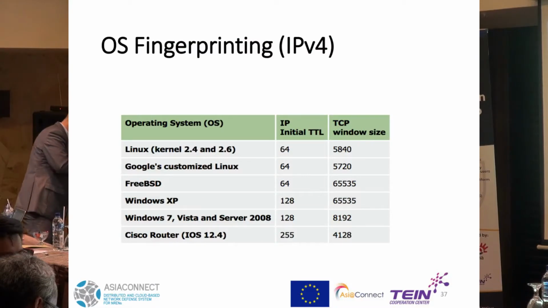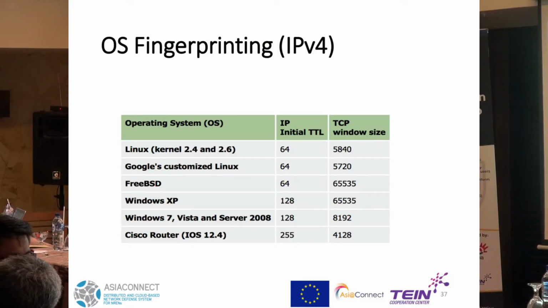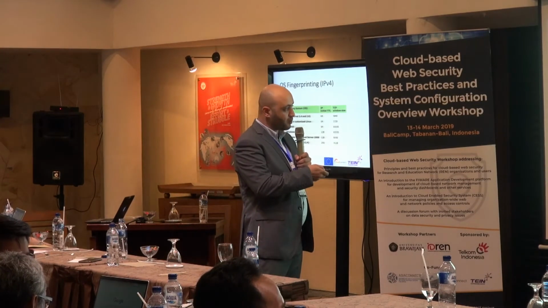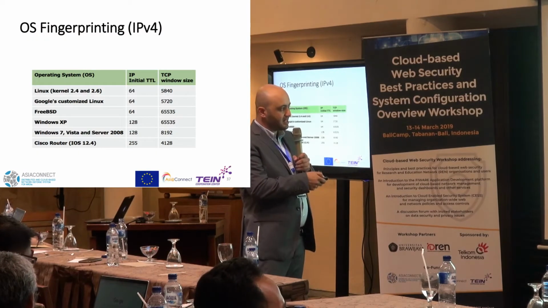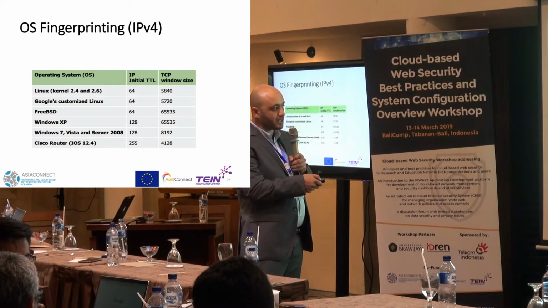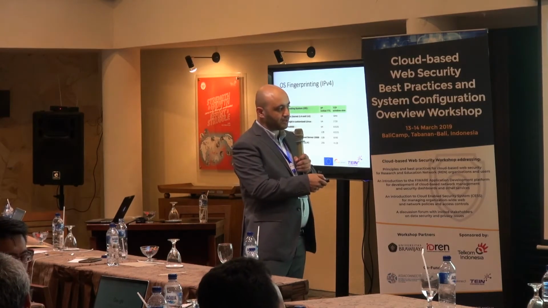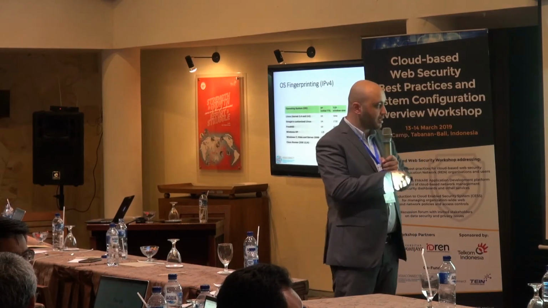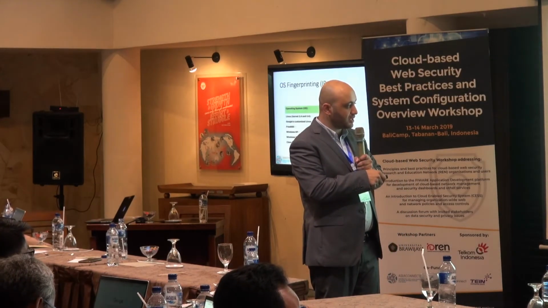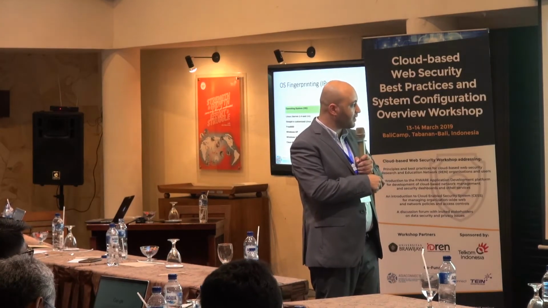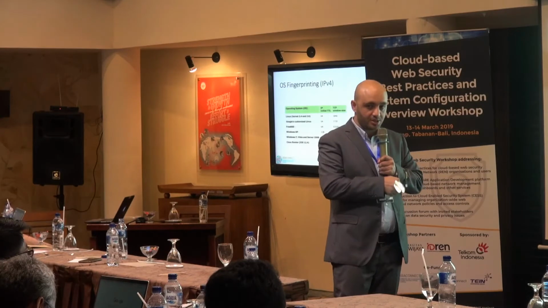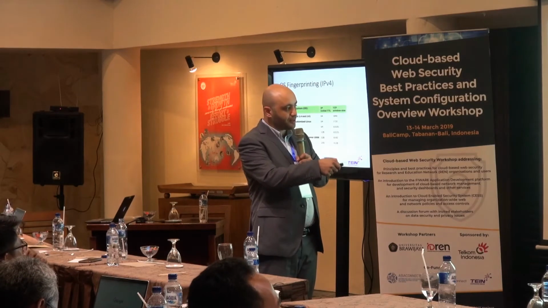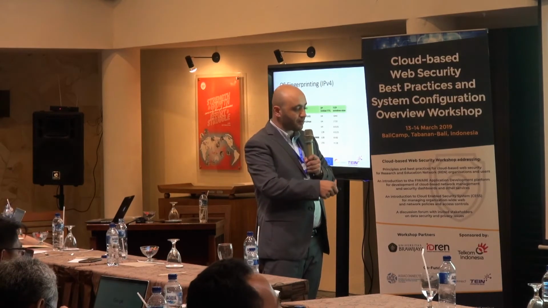The second thing is OS fingerprinting. OS fingerprinting also uses TCP, so there is a distinguishing feature. For example, if you are talking about Linux, the IP TTL is 64 and the TCP window size will be 5840. That means if I use Wireshark and filter the packets based on the TTL and the window size, I can identify your operating system. So this is OS fingerprinting for IPv4.